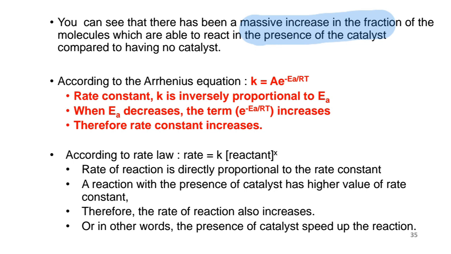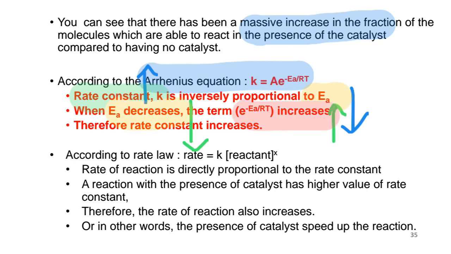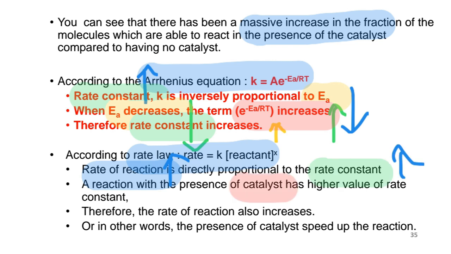From the Arrhenius equation, the rate constant is inversely proportional to activation energy. When activation energy decreases, the fraction increases, therefore the rate constant increases. So, from the rate law, the rate of reaction is directly proportional to the rate constant. A reaction in the presence of a catalyst has a higher value of the rate constant. Therefore, the rate of reaction also increases. In fact, the catalyst speeds up the reaction.